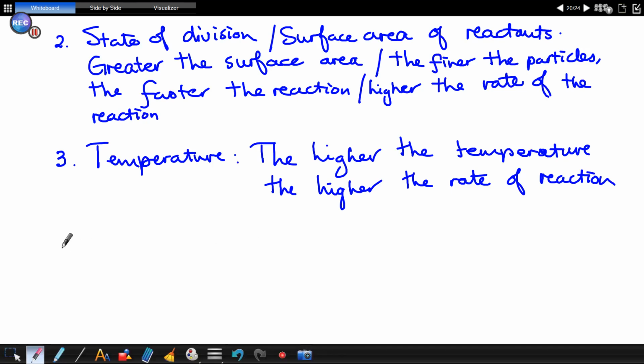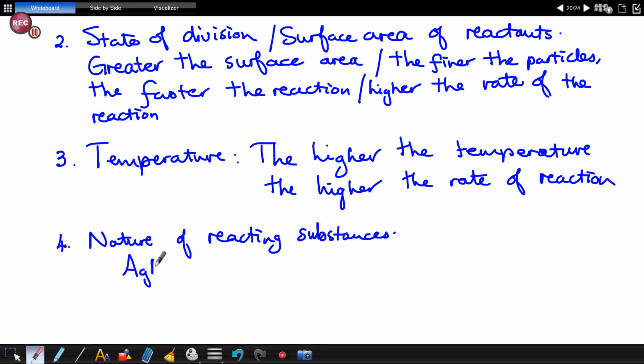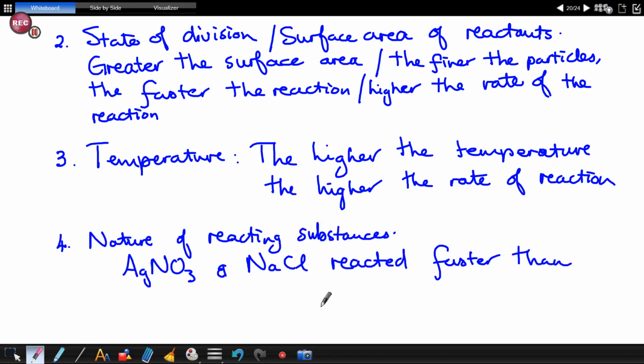And the fourth one was the nature of the reacting substances. And here we could say that silver nitrate and sodium chloride reacted faster than the calcium carbonate and the hydrochloric acid.